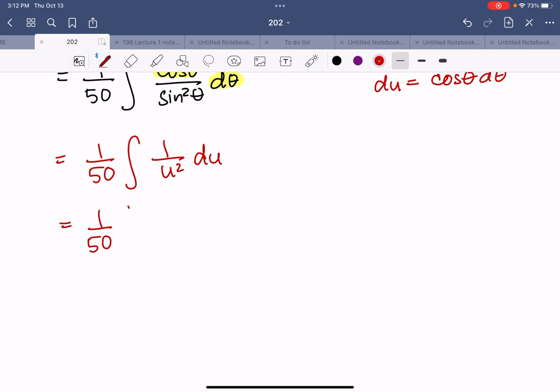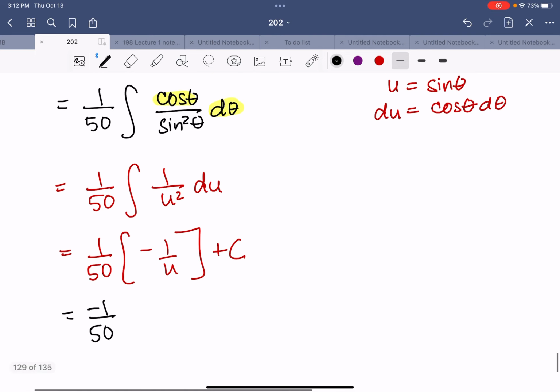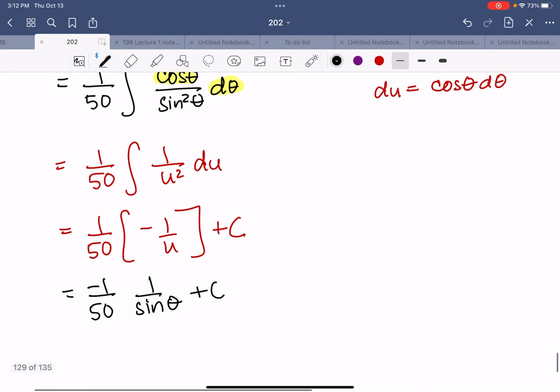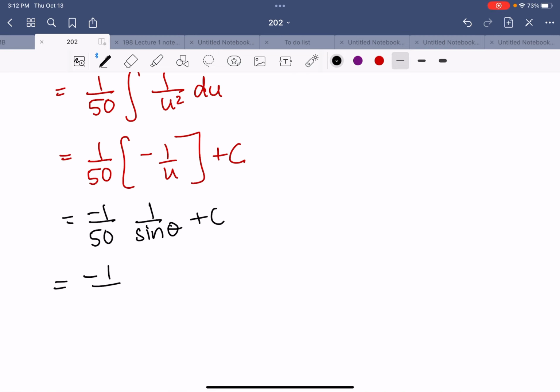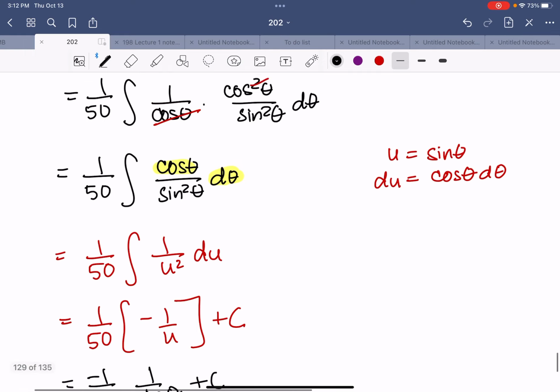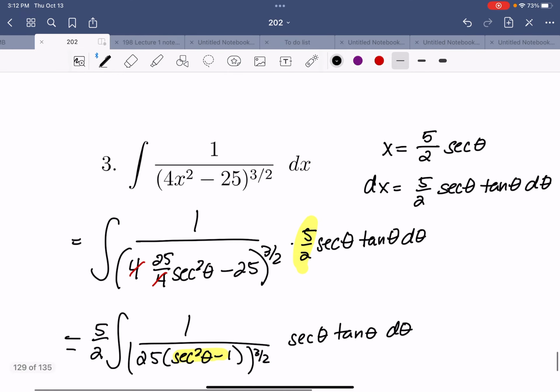Antiderivative here is negative 1 over u plus a constant. Back sub, so this is 1 over 50 with a negative, and then 1 over u is 1 over sine, which we know is cosecant. So this is negative 1 over 50 cosecant theta plus a constant. Now I need to back sub for cosecant theta. So I've got to go all the way back to where I subbed in my initial trig function. So all the way back up here.